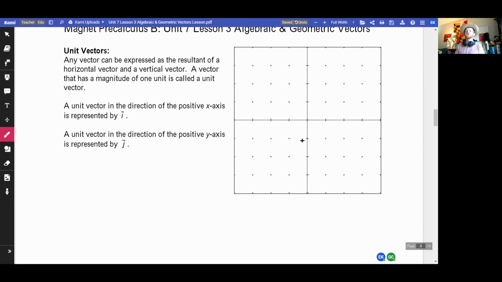Before we get into just generic unit vectors, we do have some unit vectors that are kind of commonplace, and we give them special names. So we have the unit vector in the direction of the x-axis. We call that I.